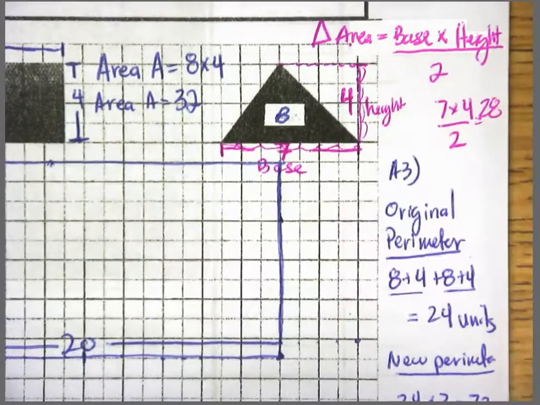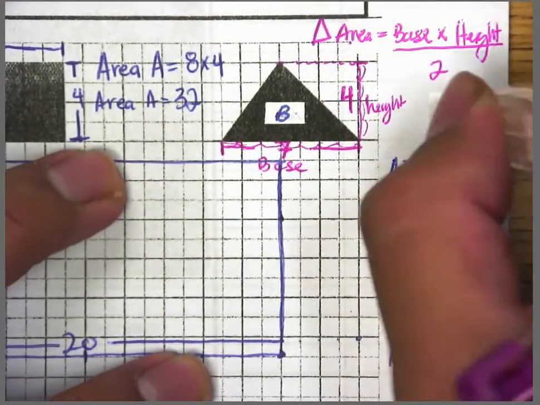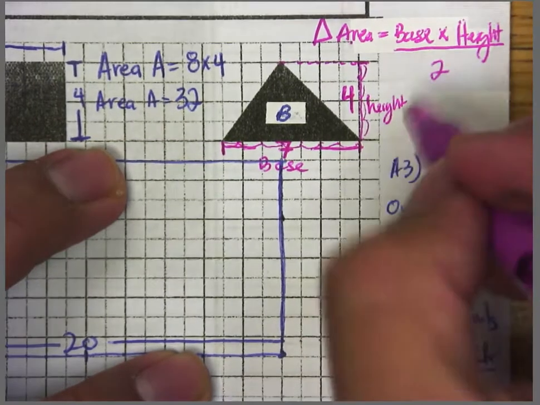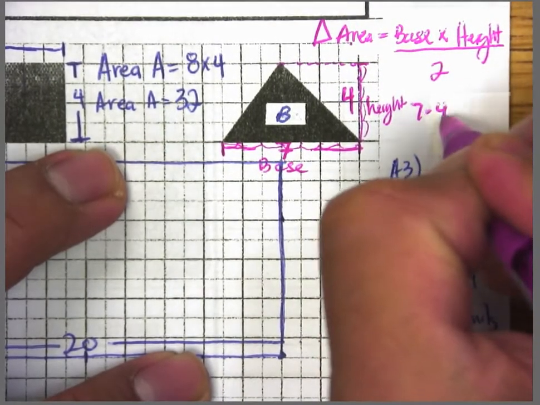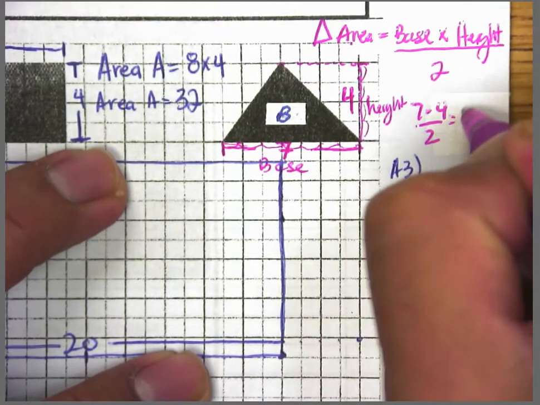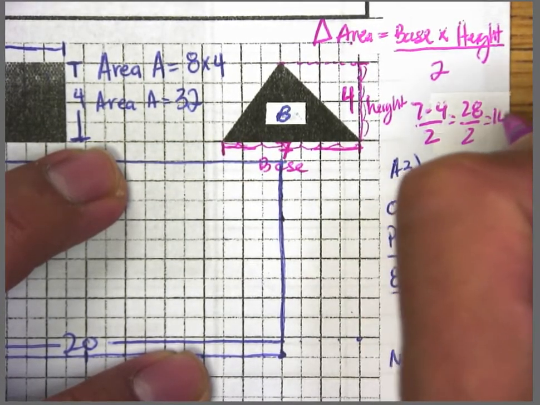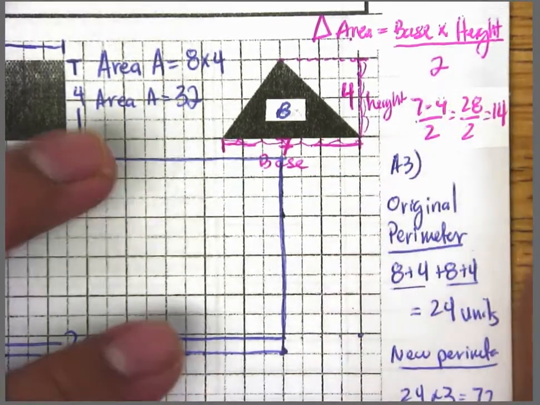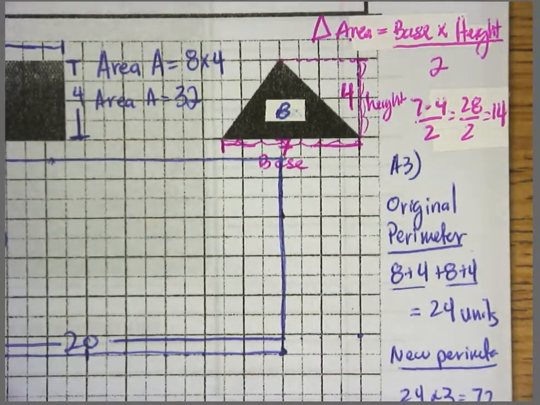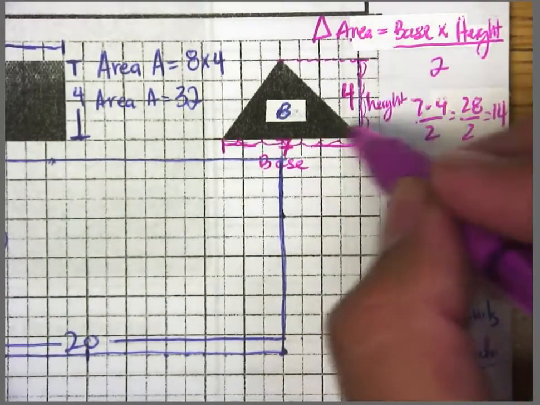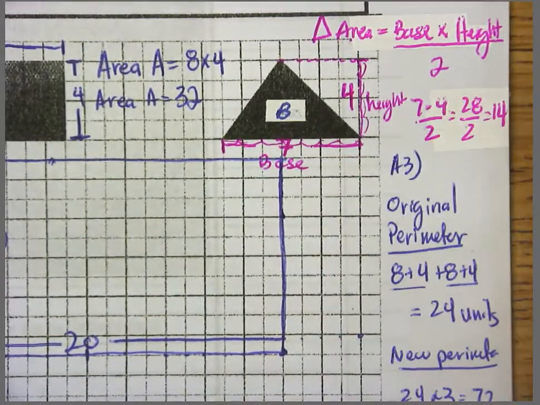28. You know what? Let me scoot this over a little bit. 7 times 4 divided by 2. 28 divided by 2 equals 14. So I have an area of 14 units for this triangle.